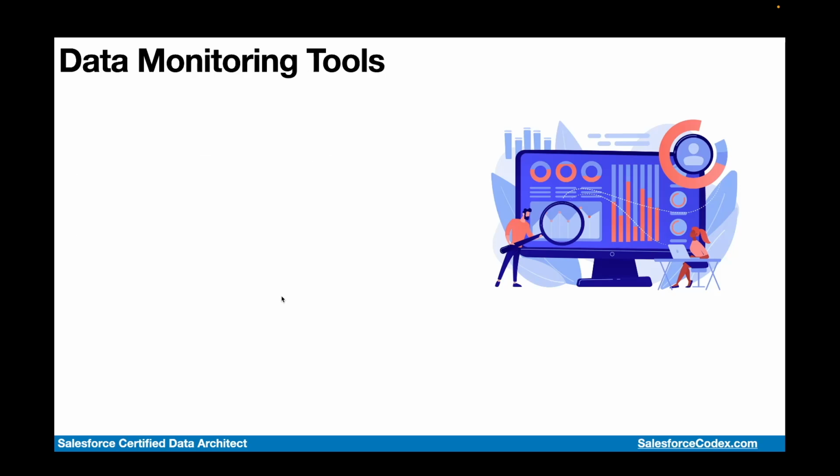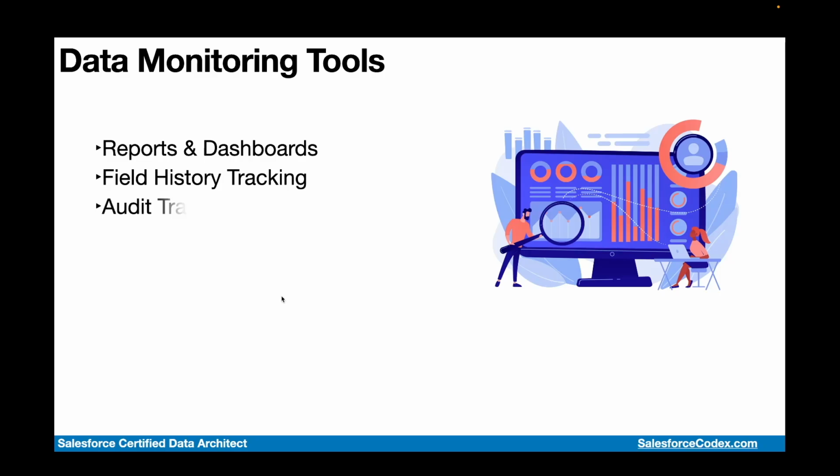Let's see what data monitoring tools we have available. We can utilize reports and dashboards. Through reports and dashboards we can easily get the data and filter out who has logged into our system, from which country, and which IP address, which is prohibited to enter. This way we can easily identify. We can use field history tracking, like who has changed which field. All that information we can track. We can use the audit trail, like what kind of data was changed and when.